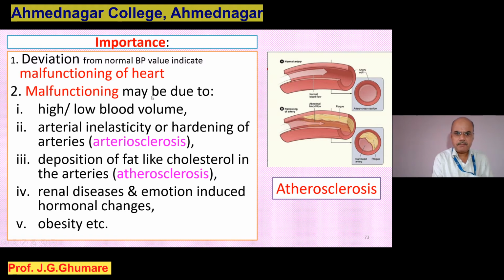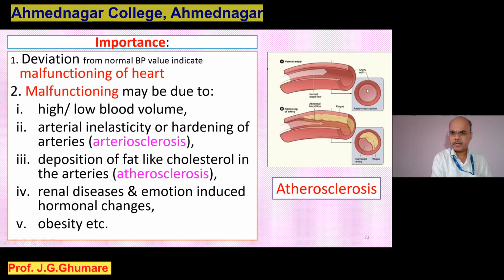And malfunctioning may be due to many reasons. Number one, high or low blood volume. If an obese person is there, more blood volume will be there, and that will deviate the blood pressure. We'll study types afterwards. Then the arterial inelasticity, or what you call hardening of the artery.